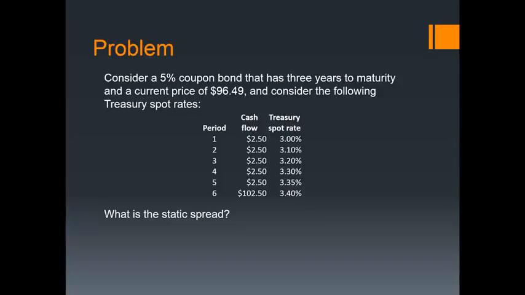And consider a problem. 5% coupon bond, 3 years to maturity, and a price of 96.49. So we've got a Treasury spot rate curve. We've got all that built in. And what we'd want to do is calculate or estimate the static spread.